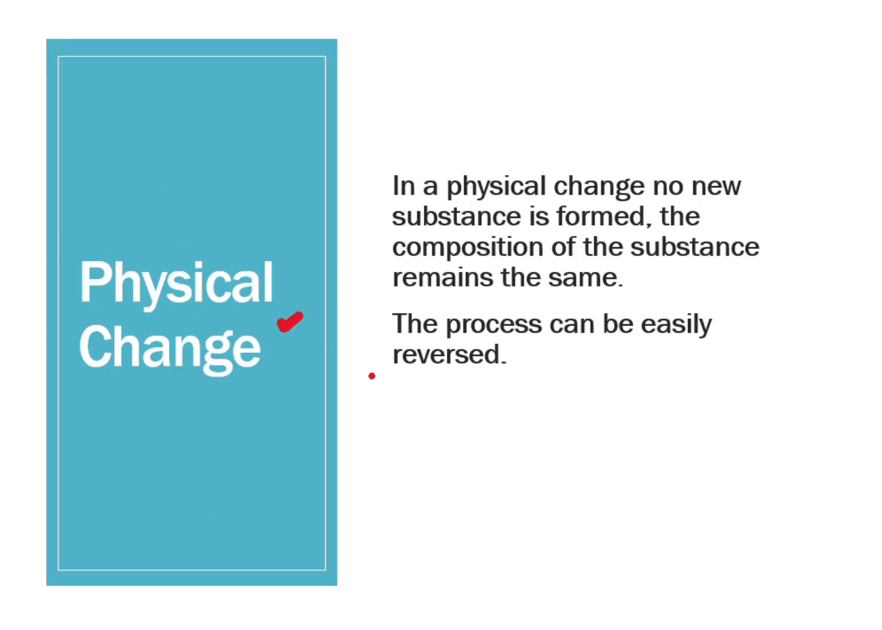A physical change is a change in which no new substance is formed, which means the composition of the substance remains the same. Moreover, the process can easily be reversed. So, if these things are happening during a change, the change is supposed to be a physical change.